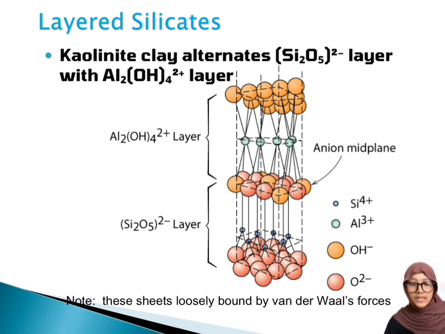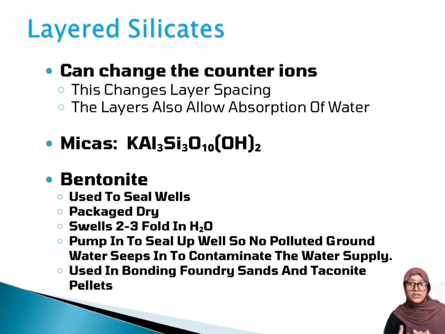This slide shows one example of layered silicates, which is kaolinite clay. It consists of alternating layers of silicate and also aluminium hydroxide. And these layers are weakly bonded by van der Waals forces. Since it is bonded by weak forces, it can easily slide, making the clay soft and moldable, which is easy to shape.